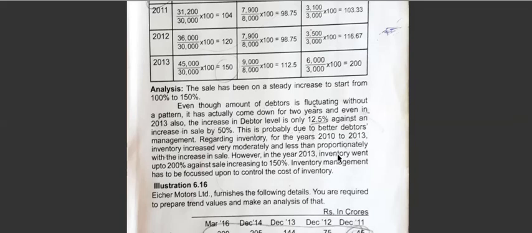It means that this is probably due to better debtor management. They are properly collecting the debts, so their debtors are increasing. So it is properly managed, and proportionally the inventories are also increasing, so that you can write.